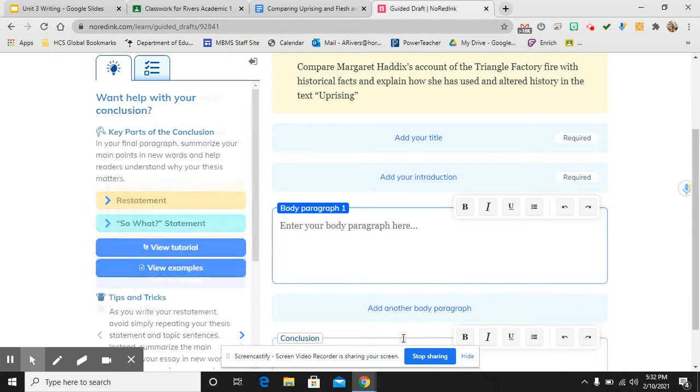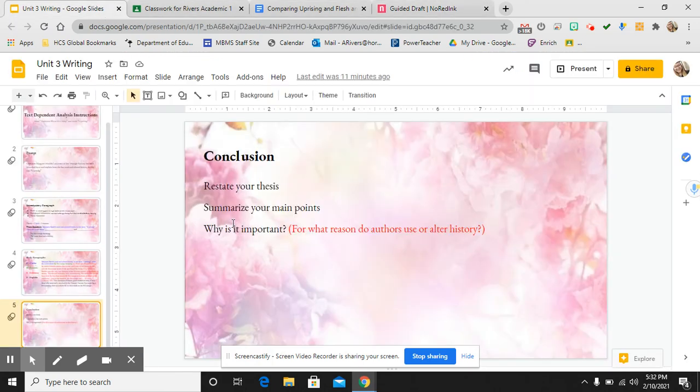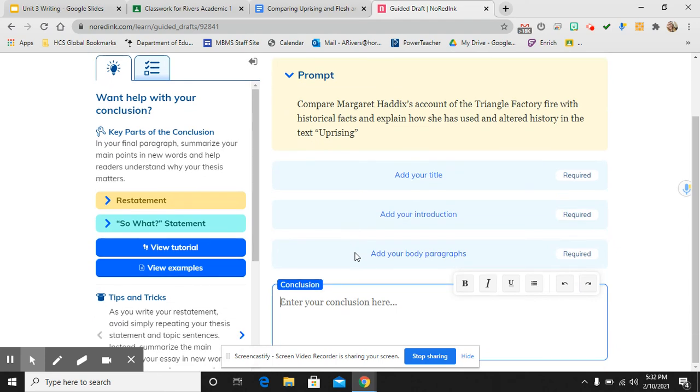When you get to your conclusion, you'll have a restatement of your thesis and your most important ideas, and you'll have the "so what." So why does this matter? Why am I writing about this? And the answer is not because Ms. Rivers is making me. The answer to the "so what" is going to be your answer to this question: for what reason do authors use or alter history? Why do they do that, especially when it comes to children?